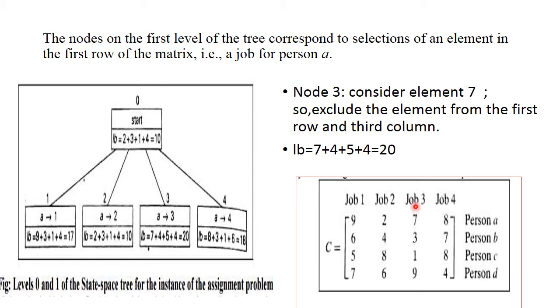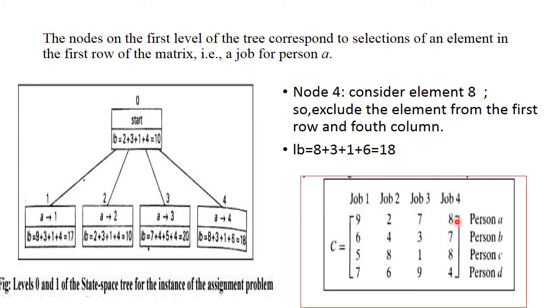When you consider the element, its row and column need to be avoided for the smallest element calculation for the remaining persons. So among 6, 3, 7, 3 is smaller; among 6, 4, 7, 4 is smaller; among 5, 8, 8, 5 is smaller; among 7, 6, 4, 4 is smaller. So altogether it is going to give you the lower bound.